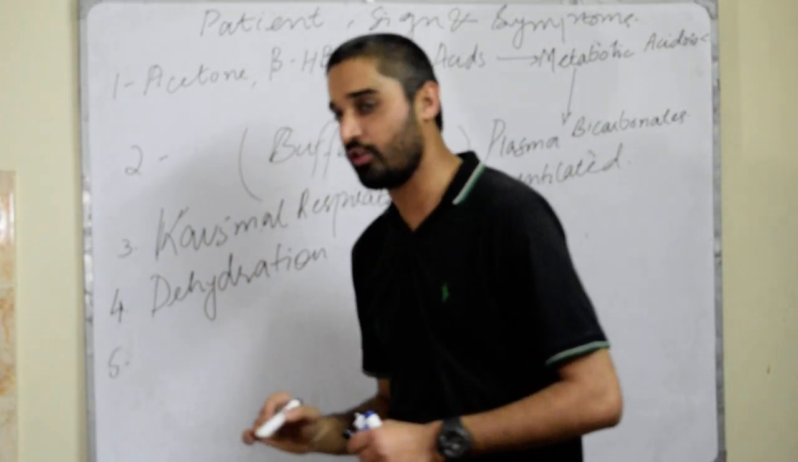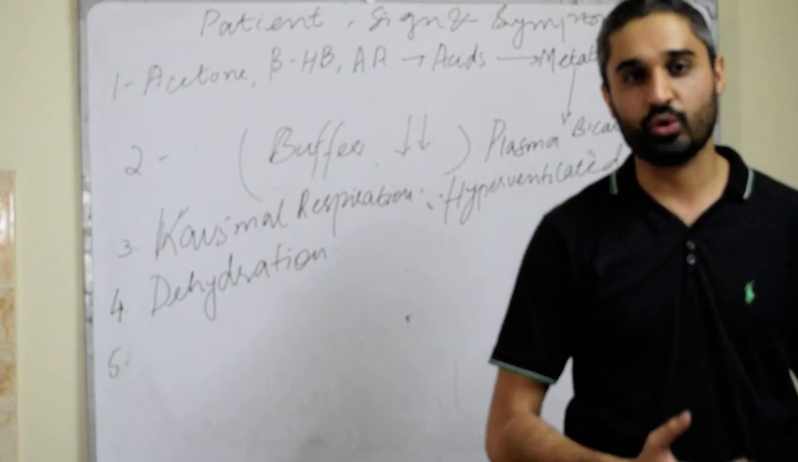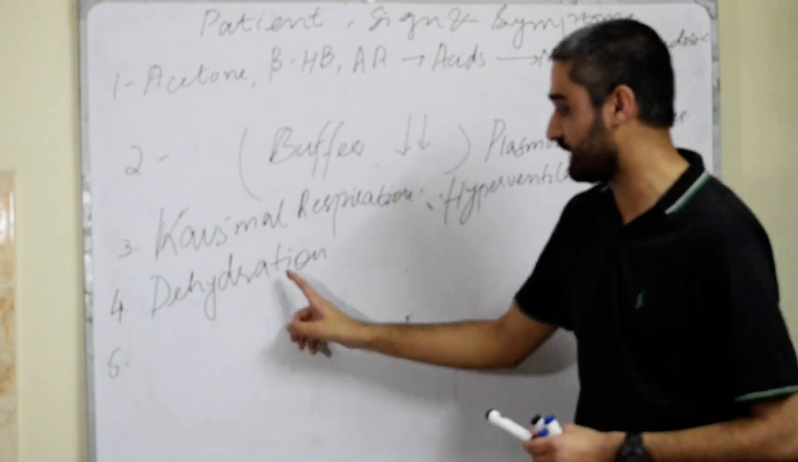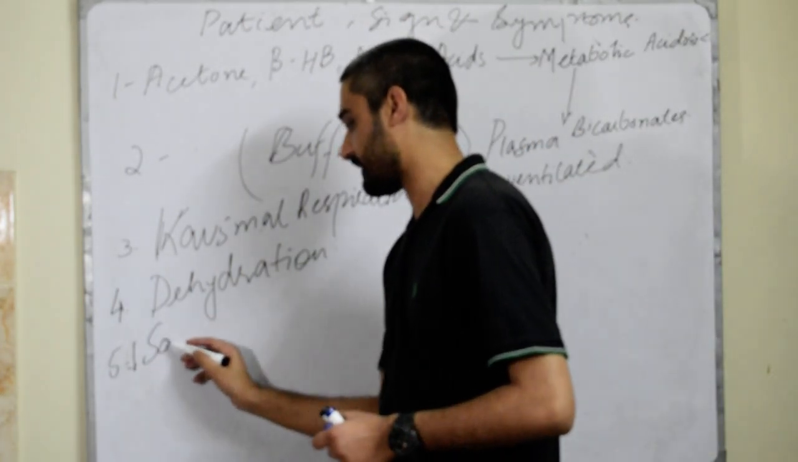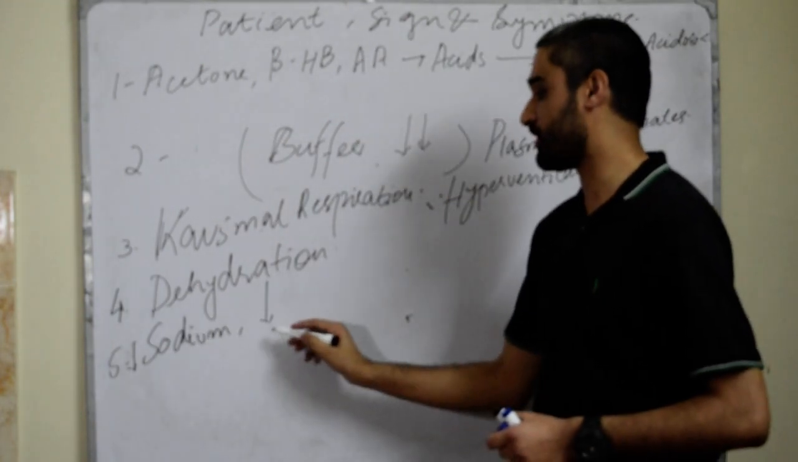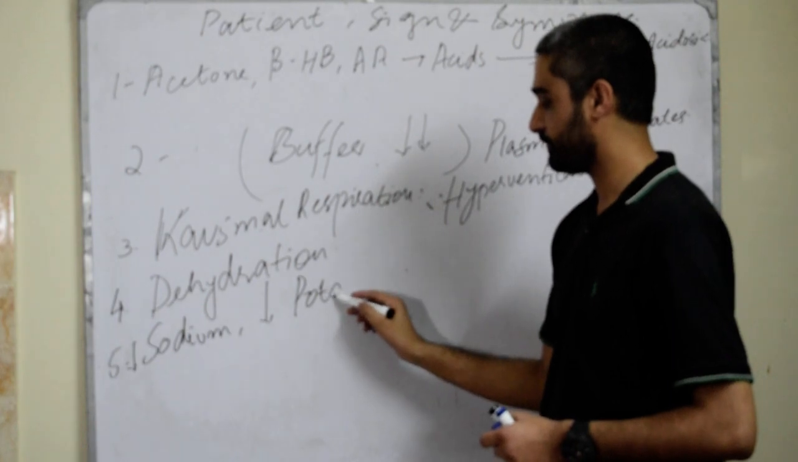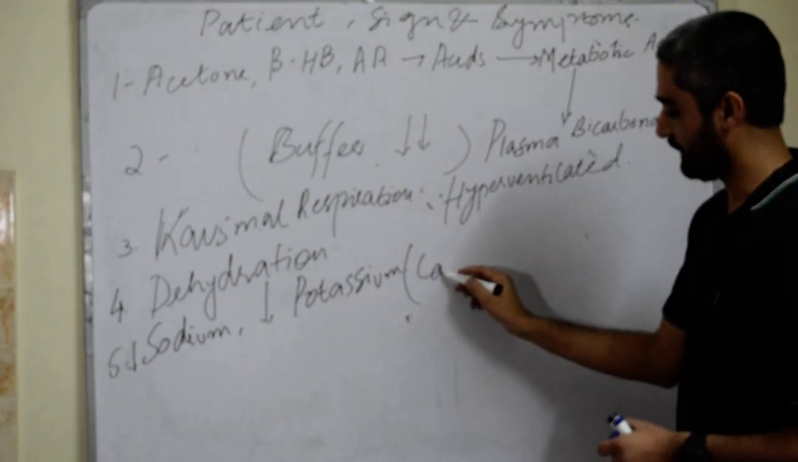Whenever there is increased loss of water from the body, different electrolytes keep on being lost with this water. Less sodium will be present in the body, the sodium will be reduced and potassium will be reduced. So, cation depletion.